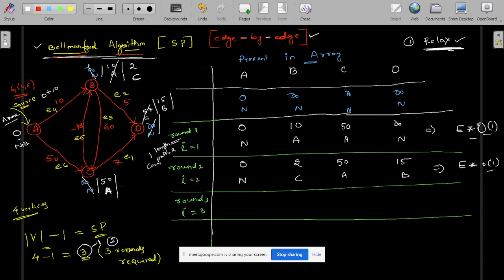Again come back here. B to D, edge E2, I am doing. What is the B value? 2. 2 plus 5, what is the value? 7. We are getting 7. Change it to 7. Who is giving this one? B. Change it or not?